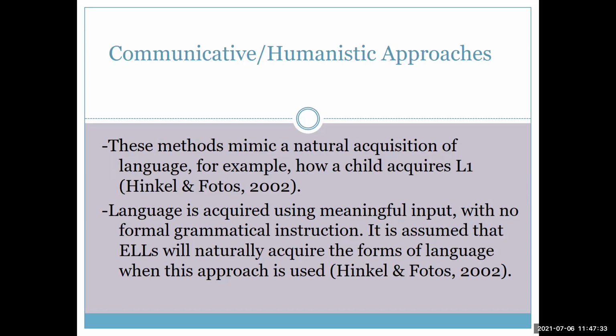The last one is communicative approach or humanistic approach. These methods mimic a natural acquisition of language. For example, how a child acquires language first. Language is acquired using meaningful input with no formal grammatical instruction. It is assumed that English language learners will naturally acquire the forms of language when this approach is used.